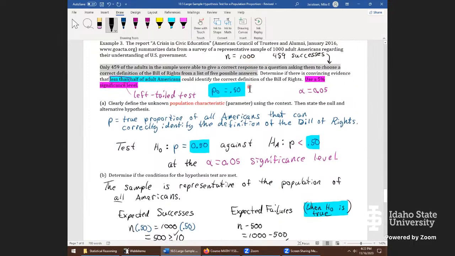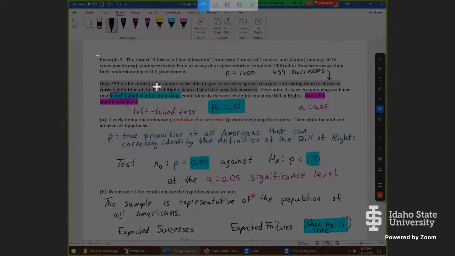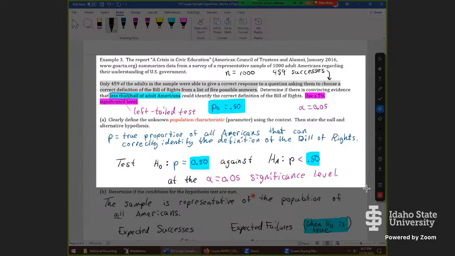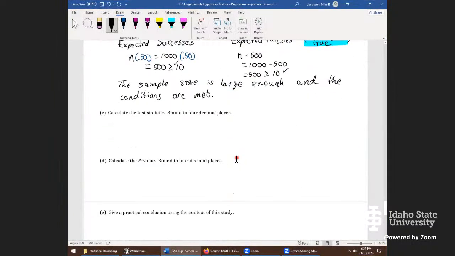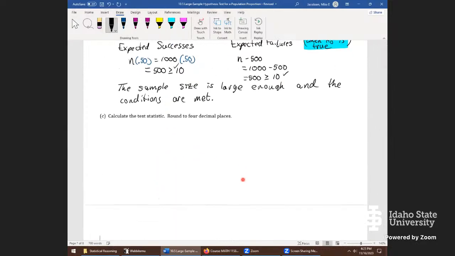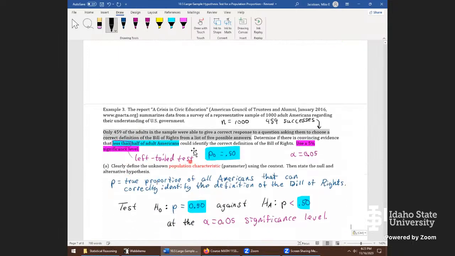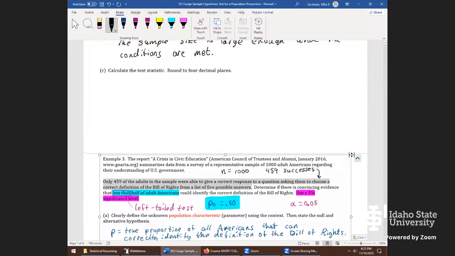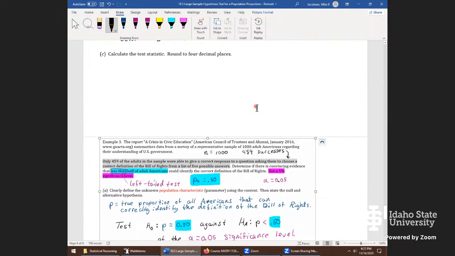We need the sample size, number of successes. And we're also going to need the null and alternative hypothesis to calculate that test statistic. So we need quite a lot of information. Let's carry it down here and start cranking it out. If I get everything to kind of fit a little bit better, there we go.